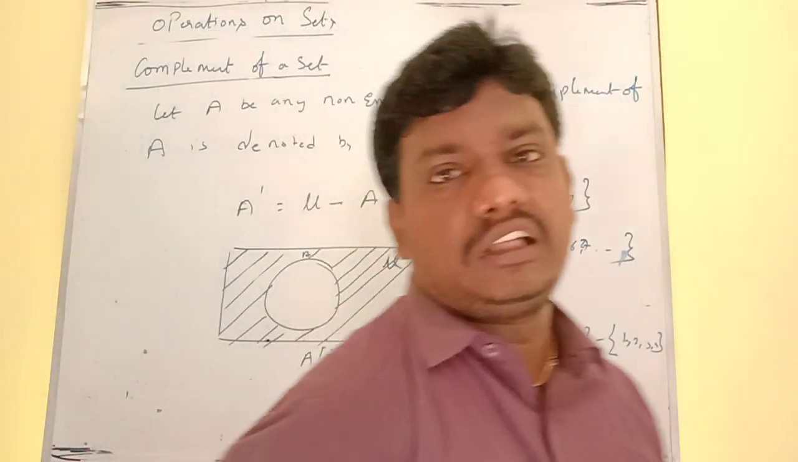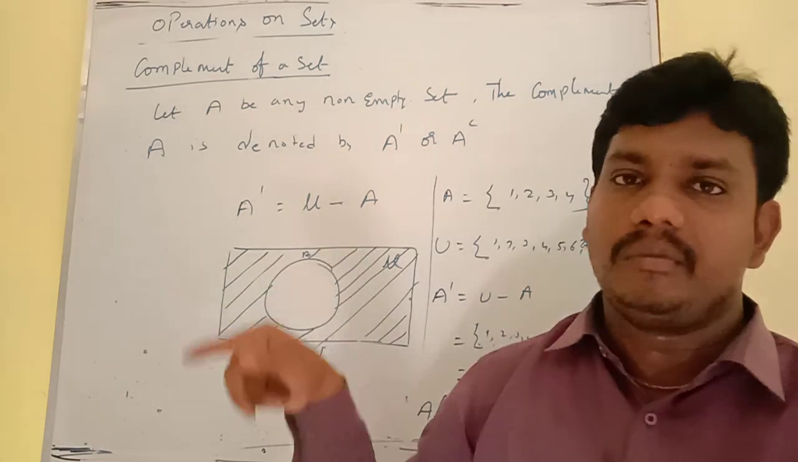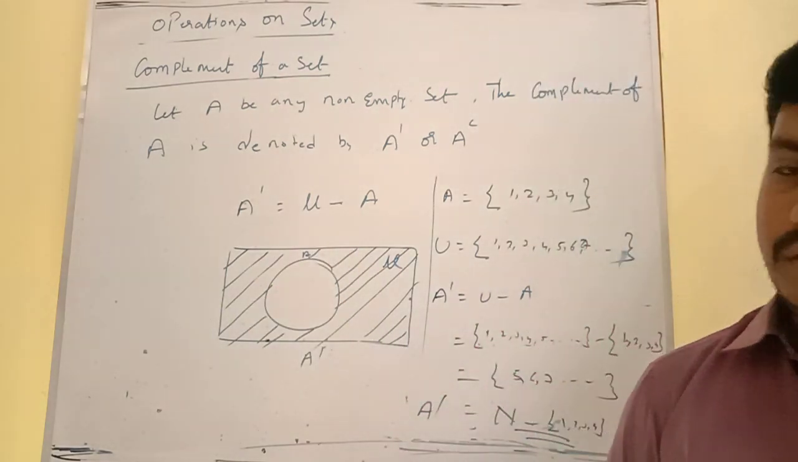A complement is nothing but everything except A. Without the A region, we shade the remaining part. That is called A complement. Okay, next.